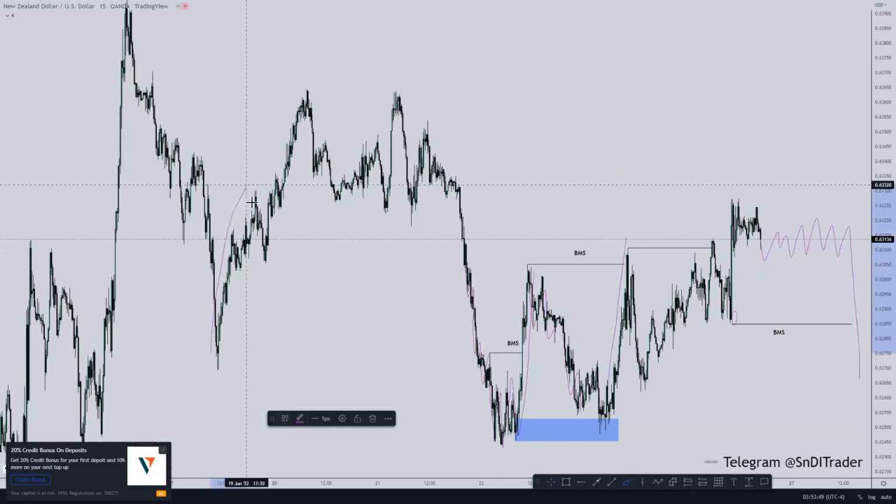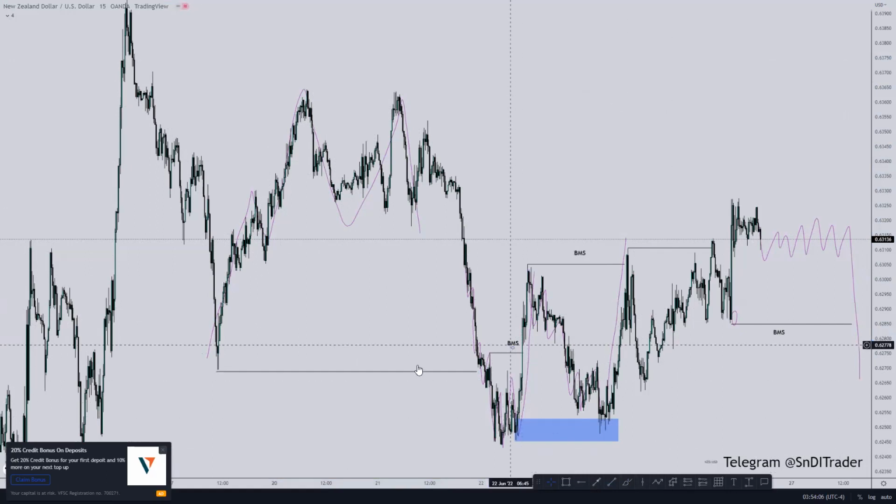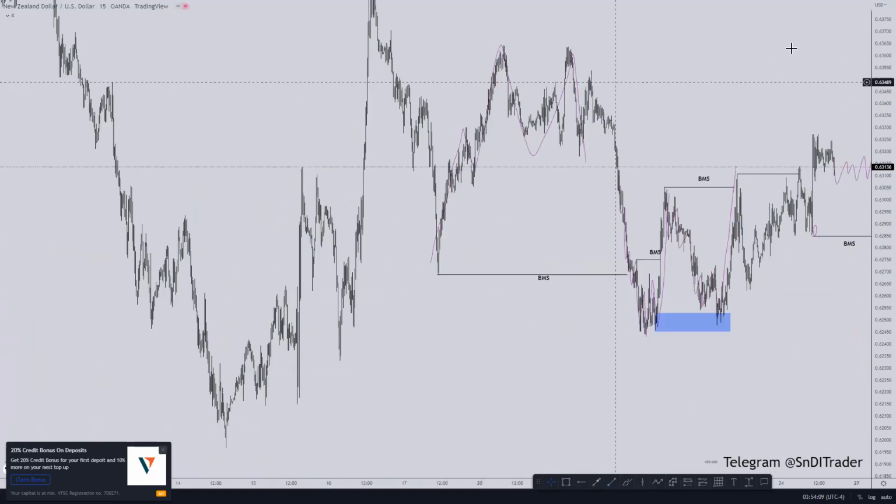Price was forming higher high, higher low, higher high, higher low, higher high, higher low. So what happened here? Price took out this last higher low. Okay, so this will be a nice BMS towards the downside. So that is how we select the BMS.